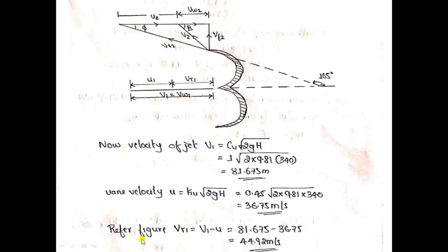Now, if we refer to the figure, the relative velocity at the inlet with which the jet strikes the vane is the arithmetic difference between the velocity of the jet and the vane velocity.